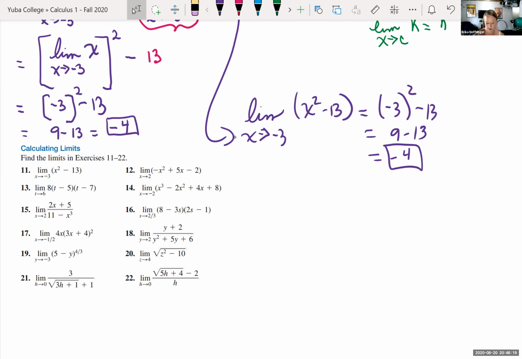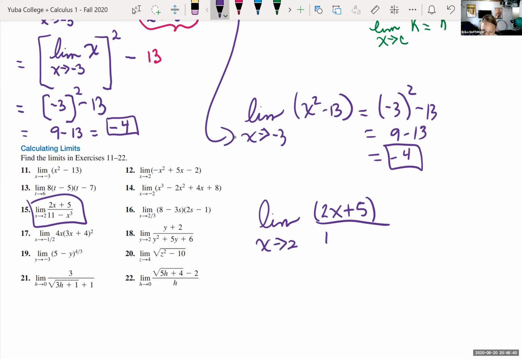Okay, so let's do maybe one more. Actually, let's do the multiplication. It doesn't really matter. How about this one? So let's look at the limit as x is approaching 2 of (2x plus 5) all over 11 minus x squared.